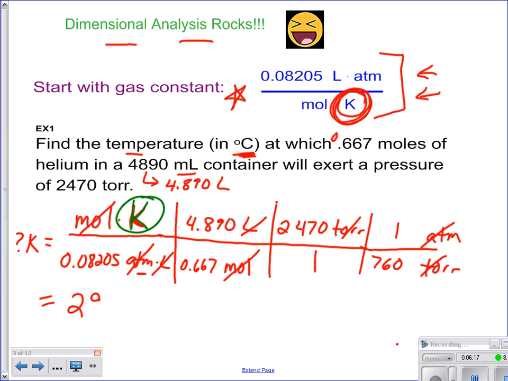290, that's what I got. So 290 Kelvin. If we're thinking about sig figs, it is those 3 sig figs right there, 290 Kelvin. So that's not the question. The question says, what is it in degrees Celsius? So what do you have to do? Subtract, and it's that number that you guys all know, the minus 273, and that's going to give us 17 degrees Celsius.